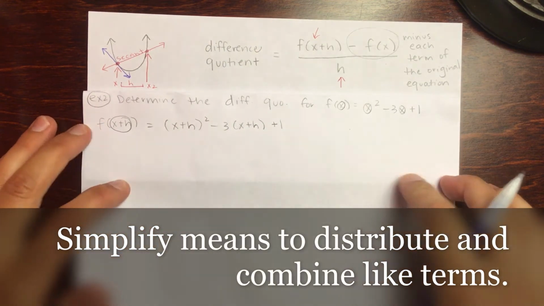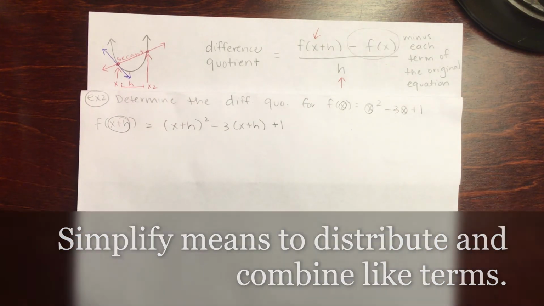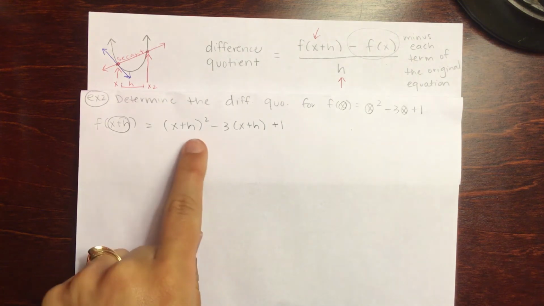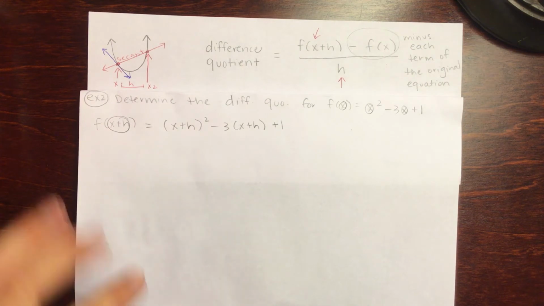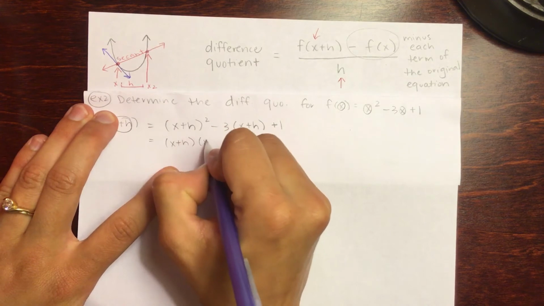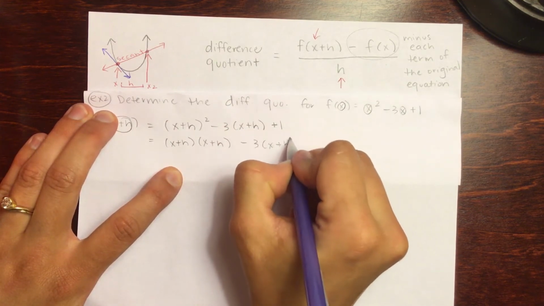Let's simplify that. So remember, simplify means to distribute and combine like terms. You cannot just distribute that squared at the beginning. That's not how squared powers exponents work. Remember, you have to actually write this out as x plus h times x plus h, and now you distribute or FOIL it all out.